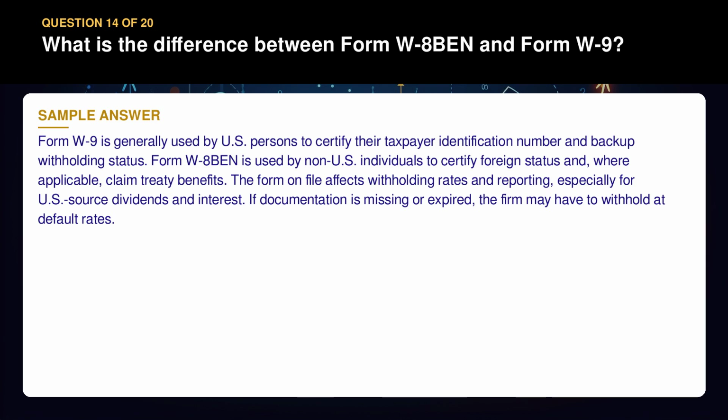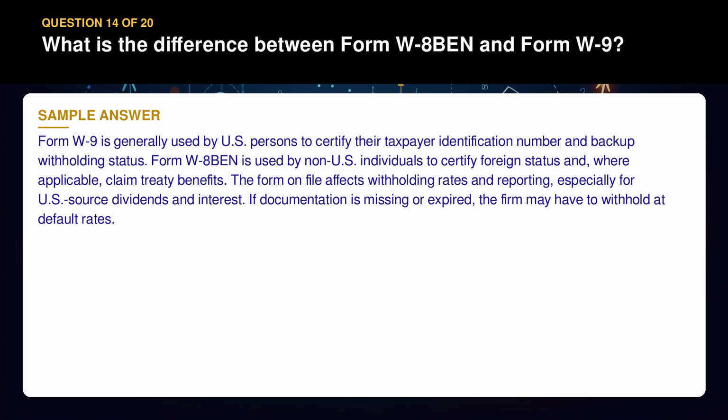Question 14. What is the difference between Form W-8BEN and Form W-9? Form W-9 is generally used by U.S. persons to certify their taxpayer identification number and backup withholding status. Form W-8BEN is used by non-U.S. individuals to certify foreign status and, where applicable, claim treaty benefits. The form on file affects withholding rates and reporting, especially for U.S.-sourced dividends and interest.